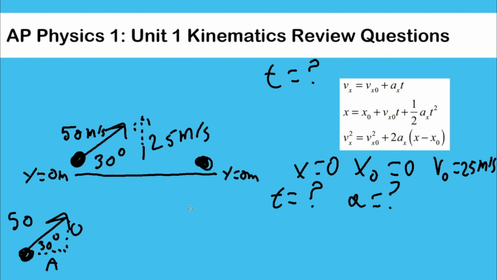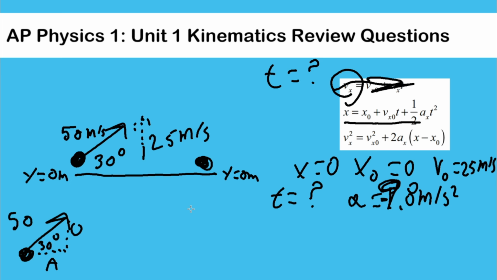Based on that, we need to find an equation that satisfies all 5 of these variables. Let's start with the first one. This one has velocity final, which doesn't show up here, so we can cross this one out. This one has all 5, but let's see the last one. This one has velocity final, so we don't use this one. So let's use the second one.